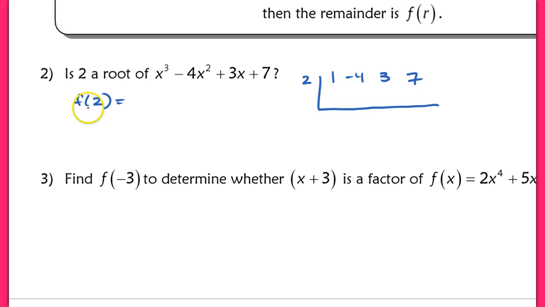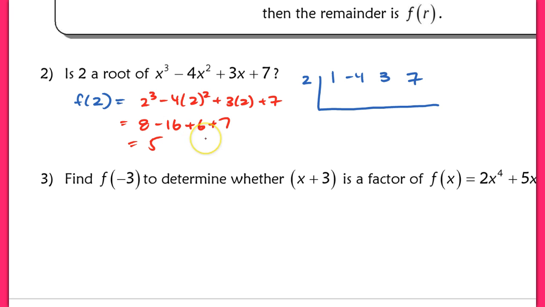So if I check f of 2, I'd have 2 cubed minus 4 times 2 squared plus 3 times 2 plus 7. So I end up with 8 minus 16 plus 6 plus 7. So what does this give me? Negative 8 plus 6 plus 7 gives me 5. Okay, so a little bit of evaluating there. I have to make sure I have all the order of operations correct.